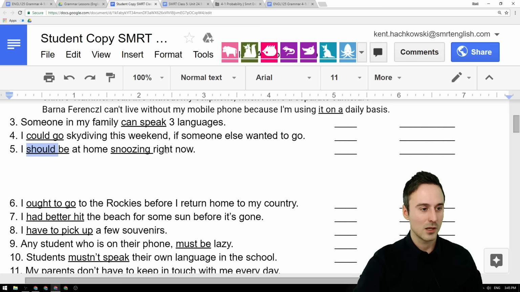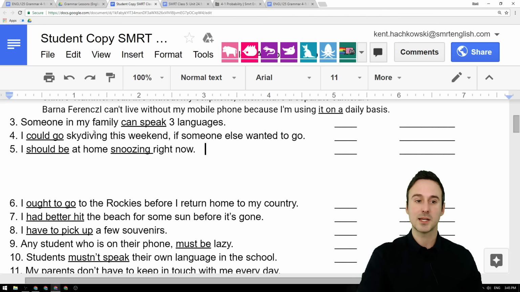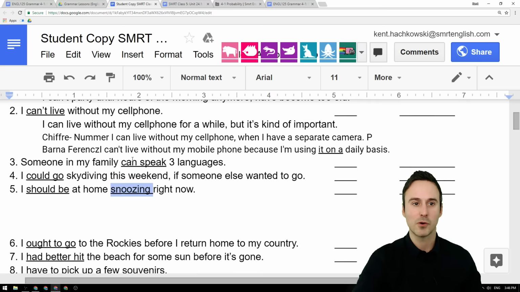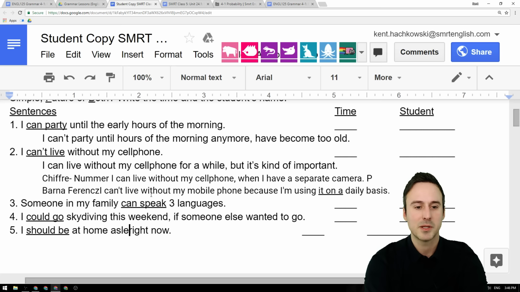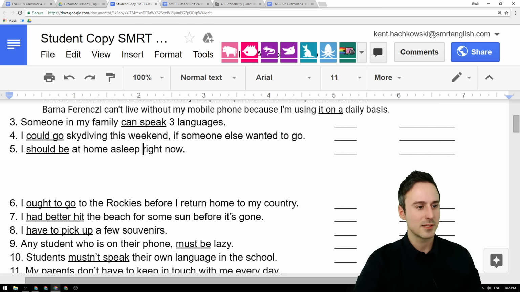Someone was asking which one is the verb, and I think you're asking about number five. I should be snoozing right now. Snoozing is the verb, so we're using it as an ing verb. We'll look a little bit at that as well, but mostly we're going to focus on a lot of simple. So this one should probably change. I should be at home asleep. If I say asleep, then that one might work a little bit better.